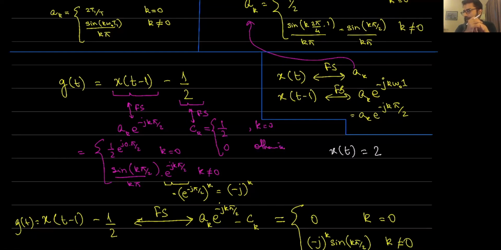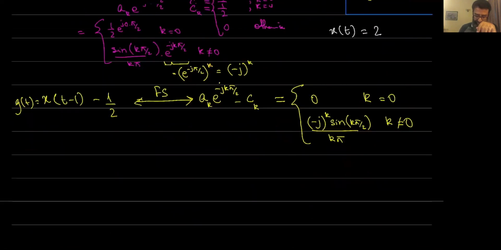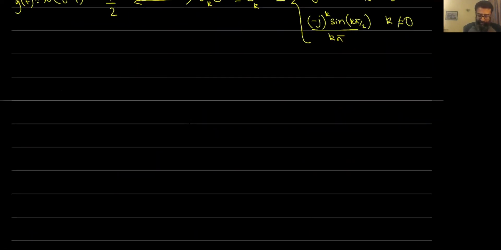Okay, I'm getting questions here. So can you explain how a naught equals 2? So what if it was x of t equals sine omega naught t? How do I go about evaluating the Fourier series coefficients for this?